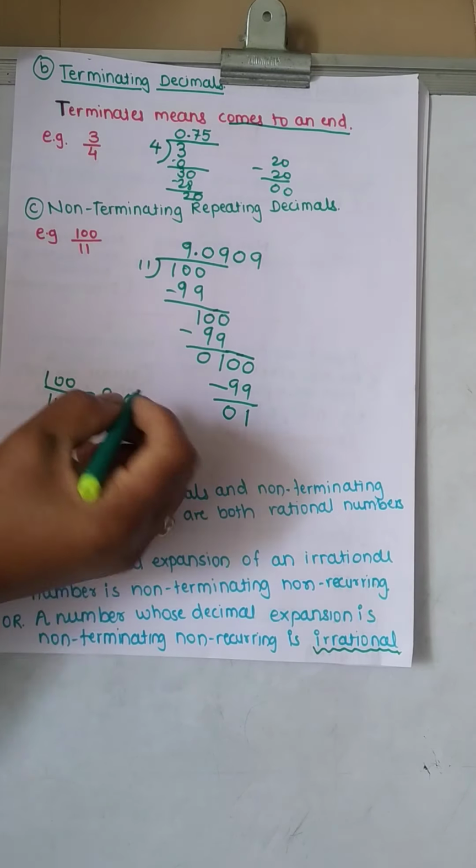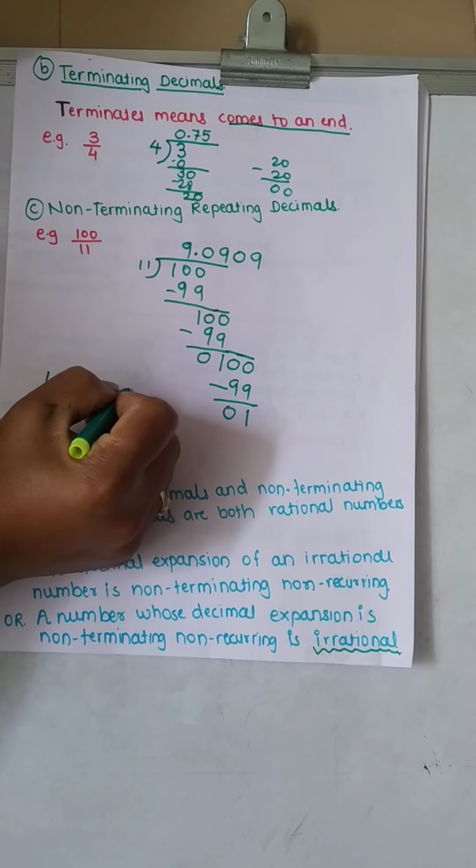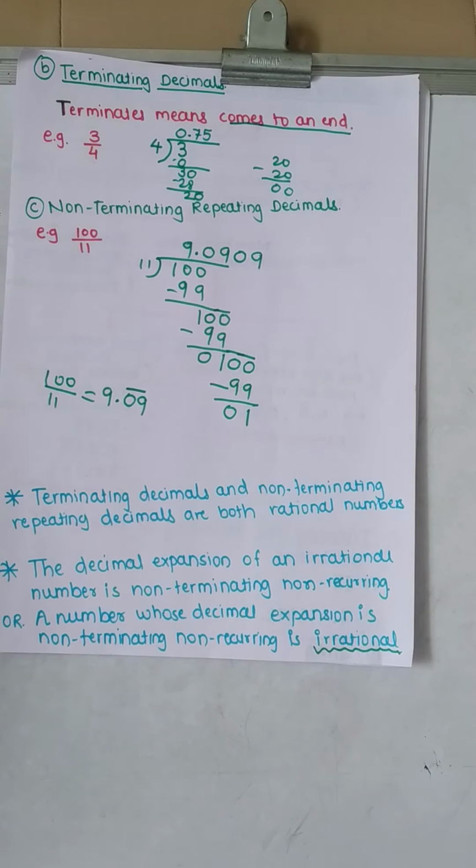So what will we do? We are not able to write it down on the page, 0909 how many times. It will become infinite times, right? So we will put a bar on it. If a single number comes, like in 10 divided by 3 we have seen, where 3 is repeating, there we will put a dot above 3, right?